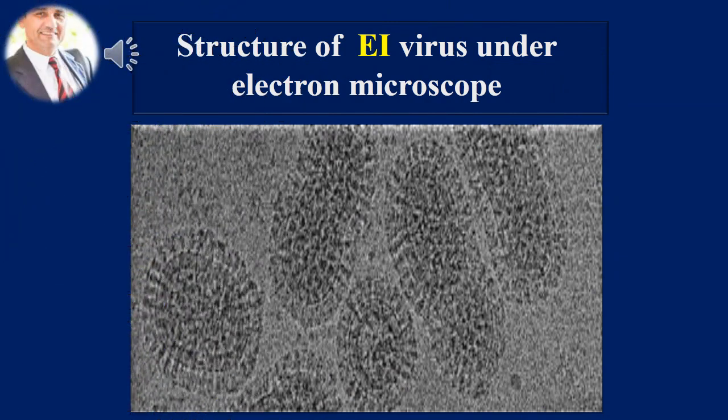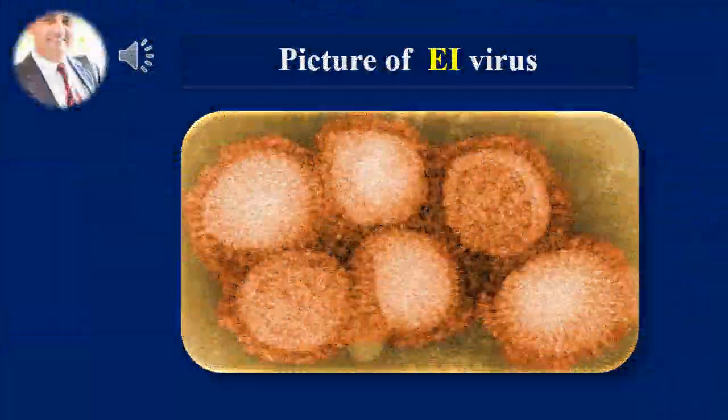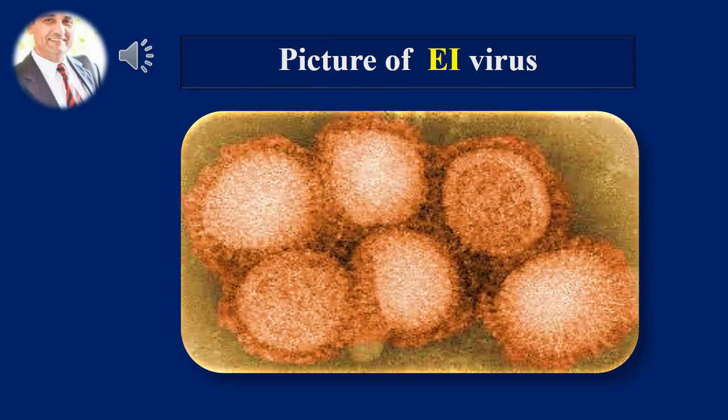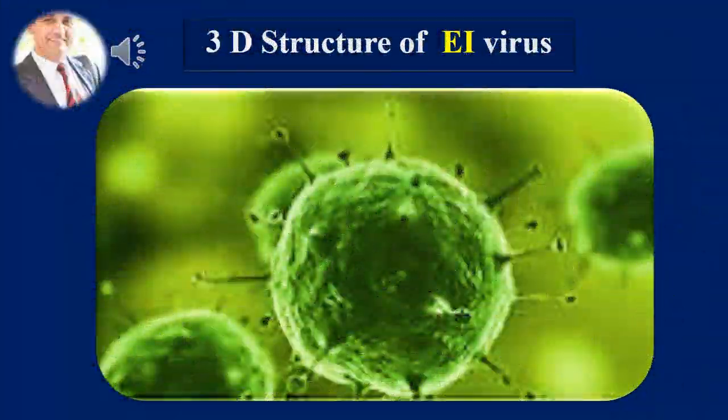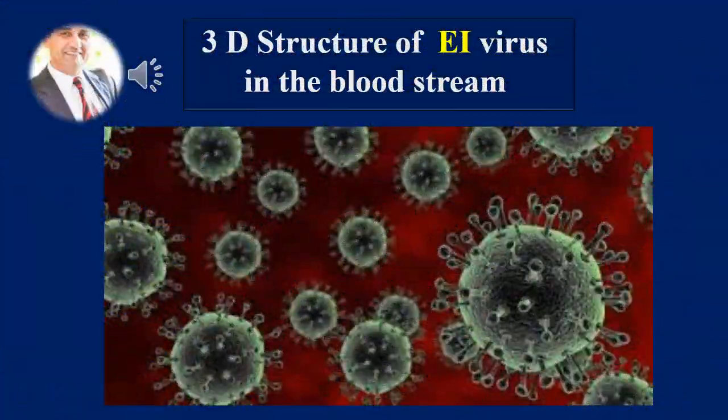This is the structure of equine influenza virus under the electron microscope after staining with gold. This is another picture of equine influenza virus, a 3D structure. We will see here the neuraminidase and hemagglutinins with the lipid envelope. This picture clarifies the presence of equine influenza virus in the bloodstream of an infected equine.